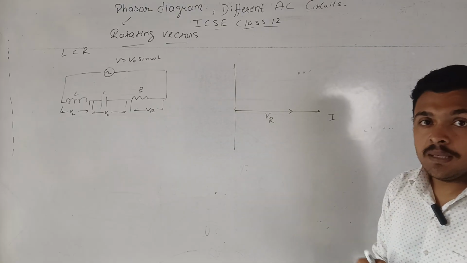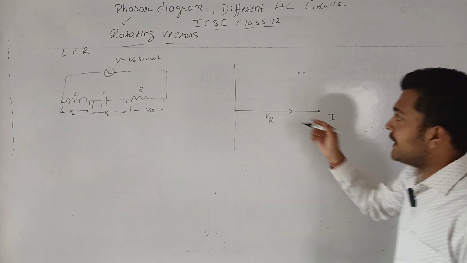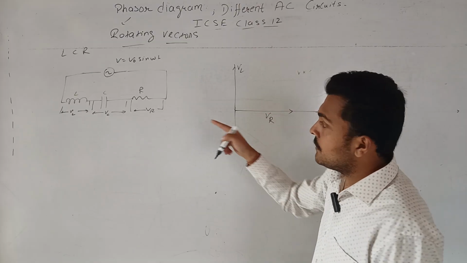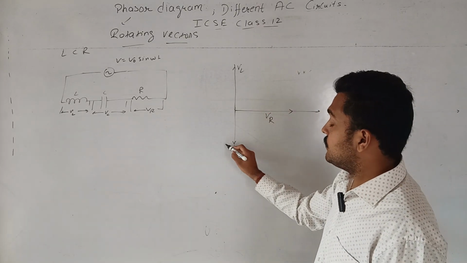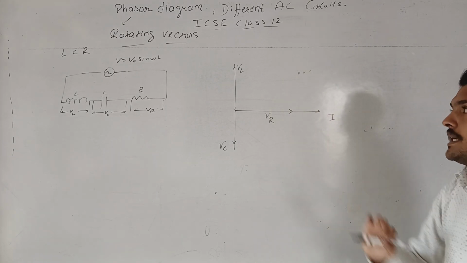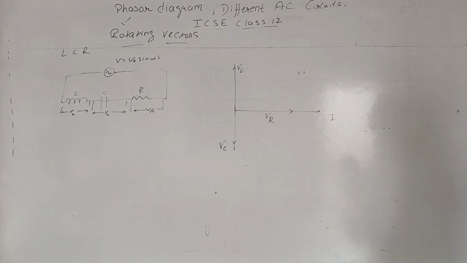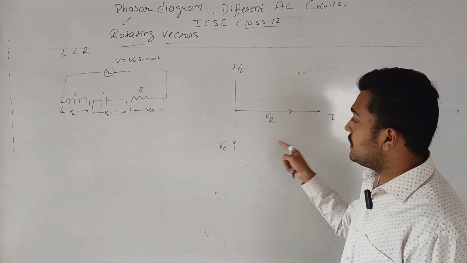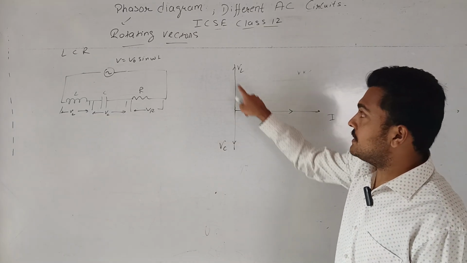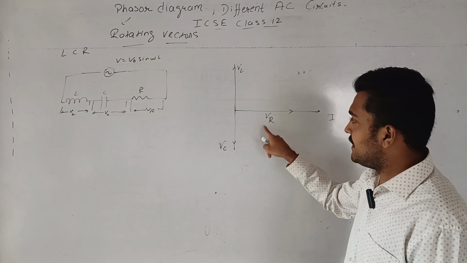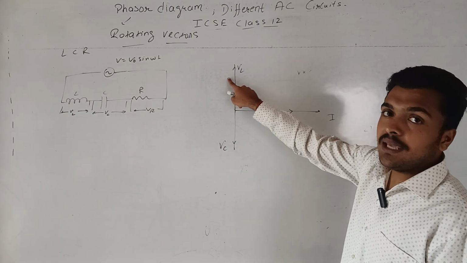For the inductor, the potential leads by 90 degrees, so this is VL. For the resistance it is VR. For the capacitance it is VC, which lags behind the current by 90. So this is the phasor diagram. What do we want to find? We have to find the resultant V, which will be the resultant of these three vectors: VC, VR and VL.